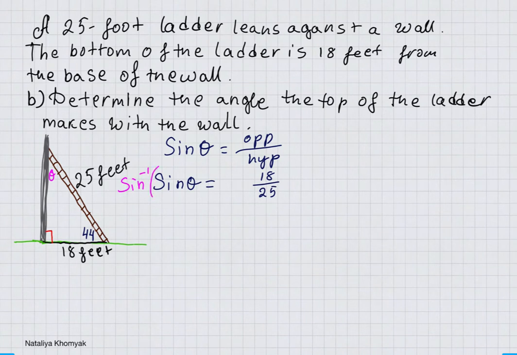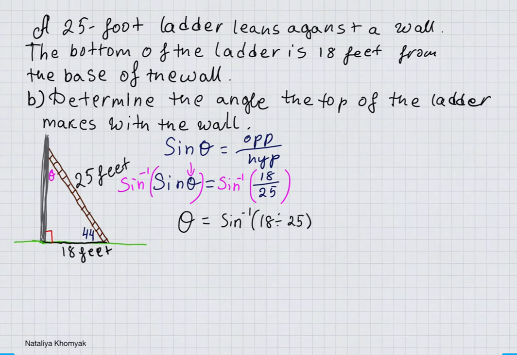And the reason I'm using this is because I'm solving for this theta, and that's the only way of getting it out of the function of sine. Whatever you do to one side, you have to do the same thing to the other side. So let's do sine to the -1 of this ratio, and we get sine, and the inverse of sine would cancel. So theta is equal to sine to the -1 of 18 divided by 25.